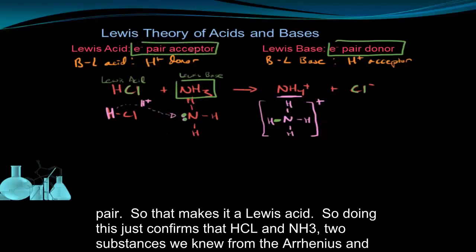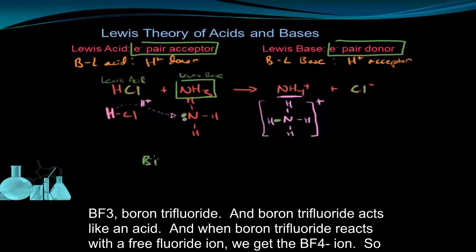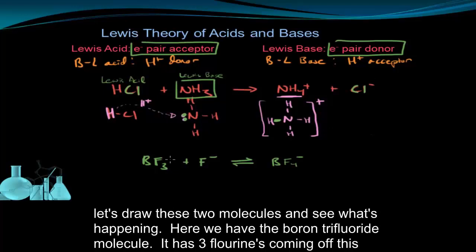So doing this just confirms that HCl and NH3, two substances we knew from the Arrhenius and Bronsted-Lowry definitions to be acids and bases, also comply with the Lewis definition of acids and bases. Now let's look at a molecule BF3, boron trifluoride. And boron trifluoride acts like an acid. And when boron trifluoride reacts with a free fluoride ion, we get the BF4- ion. So let's draw these two molecules and see what's happening.